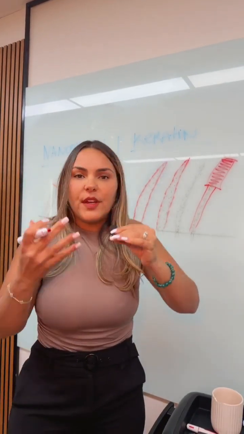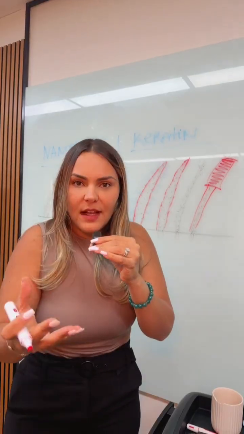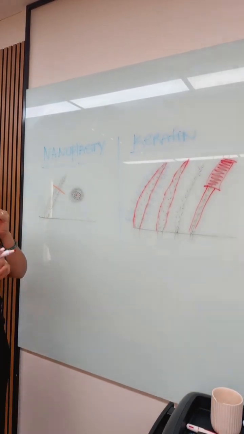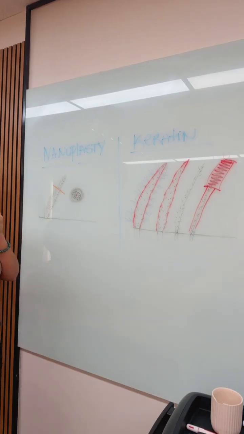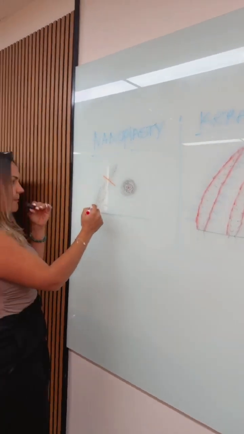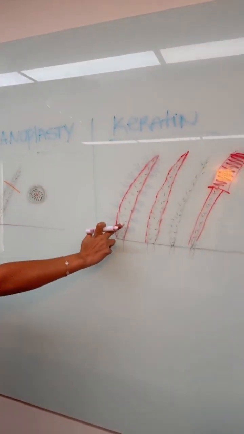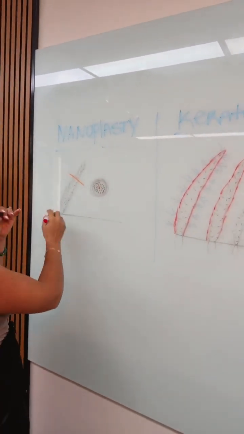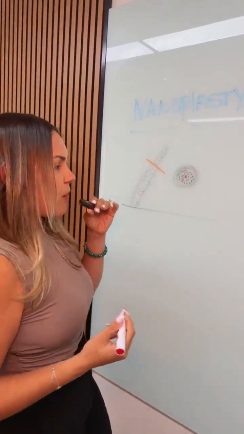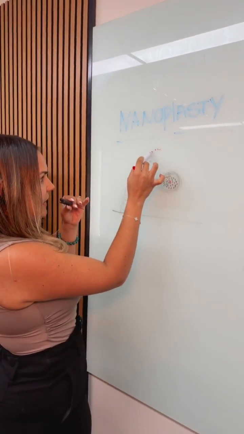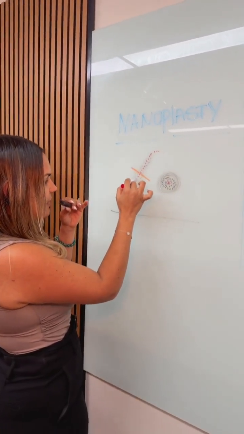What is the whole new thing on nanoplasty? How can I explain that to my client? So that's what nanoplasty does to the hair. You have the hair strand, exactly the same as on keratin. When you apply nanoplasty to this hair, what happens is the product dives inside of the hair strand.